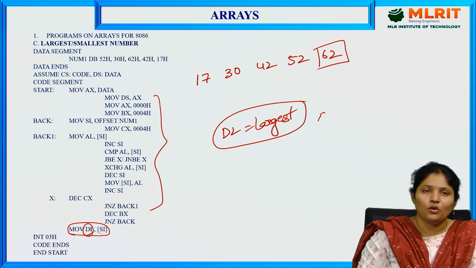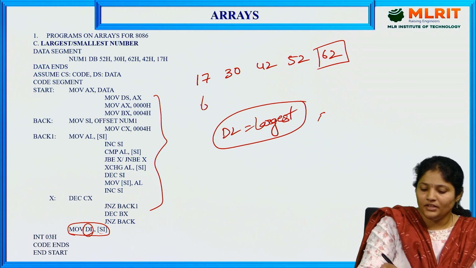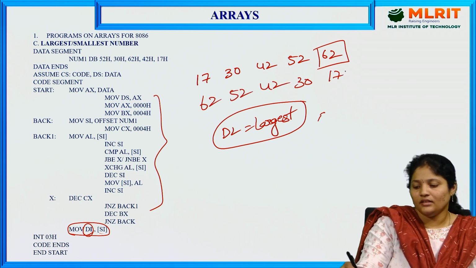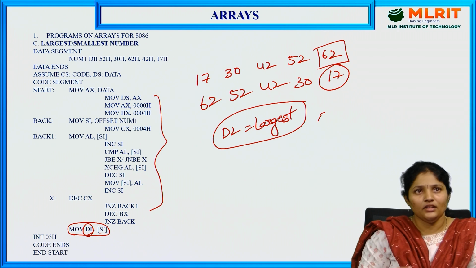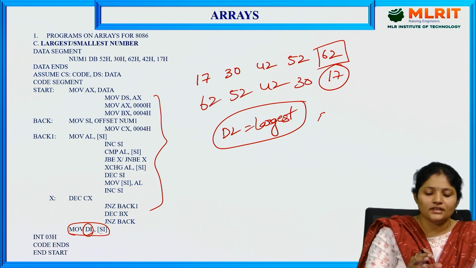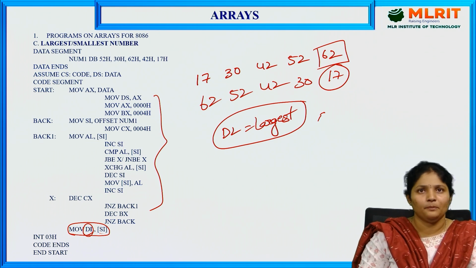To find out the smallest number, you can directly use the descending order. So after performing the descending order, what will we get? After performing descending order, the last data present in the SI memory location will be the smallest number. You can move that particular smallest number. Else the remaining program is the same.